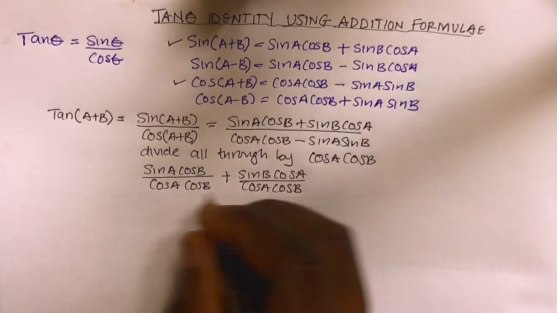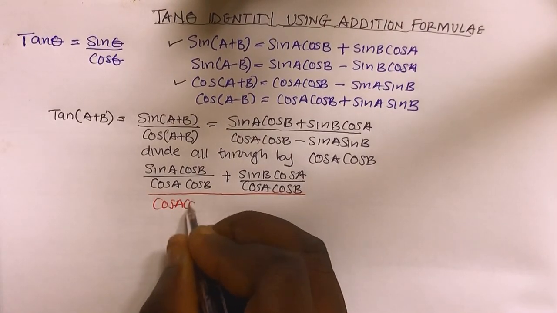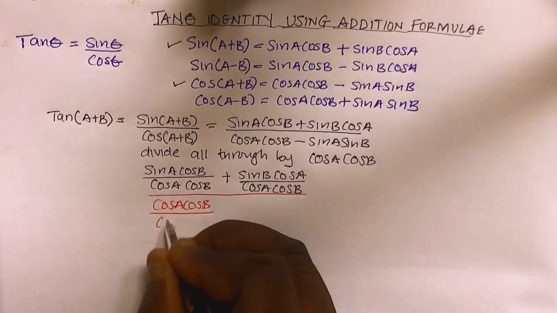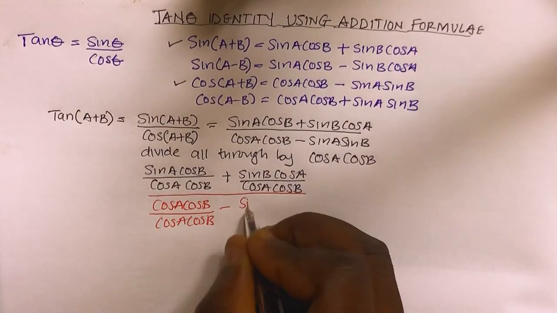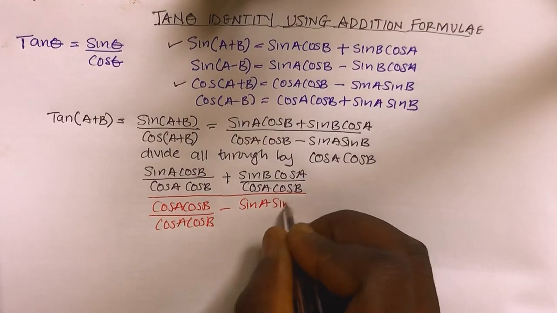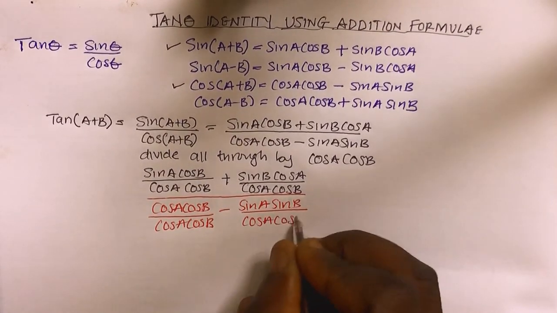then the whole thing divided by cos A cos B divided by cos A cos B, minus sine A sine B divided by cos A cos B.